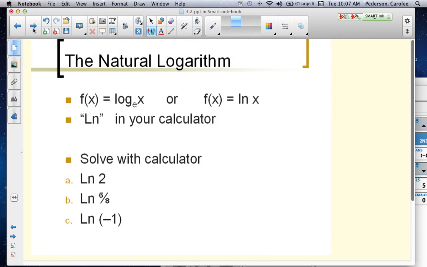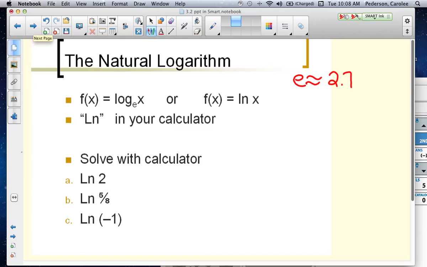Now we're moving into natural log. Natural log is when you have a logarithm of base e. This is the only other logarithm that you can use your calculators for to evaluate: the common log and the natural log. Common log was base 10. Natural log is base e. And we learned about what base e is approximately. What is e approximately?